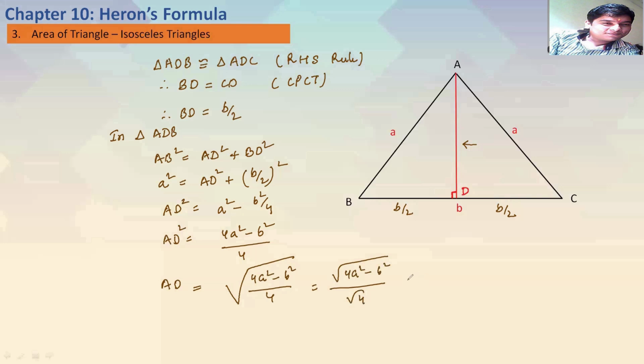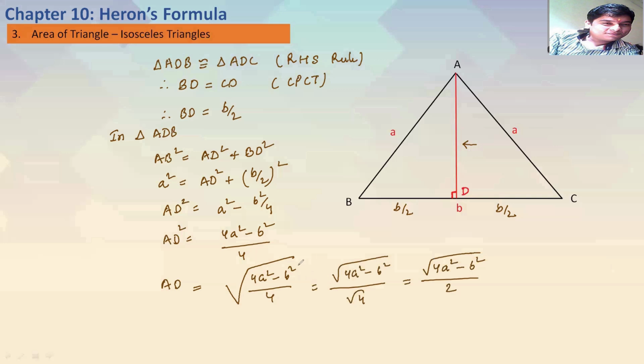You just left the 4 root, but this cannot be found out. The square root of 4A square minus B square cannot be found out because there is a minus there, right? Understood that? Understood up to here? Fine. So we have got the height now.